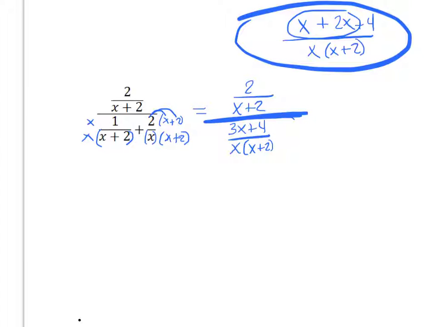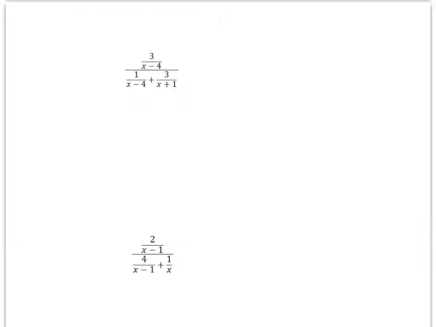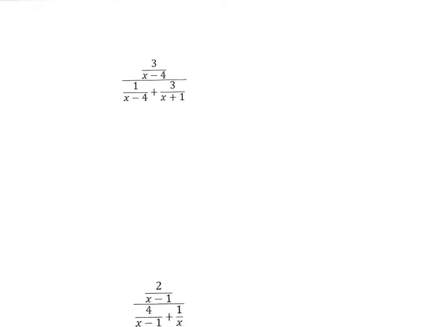So now I've got my big fraction, I've got my top 2 over x plus 2, and the bottom here. So now it's time to multiply by the reciprocal. So I'll rewrite the top, 2 over x plus 2, and I'll multiply by the reciprocal, x times x plus 2 over 3x plus 4. And so, does anything cancel? I'm looking for cancellations. I see I have an x plus 2 and an x plus 2, those will cancel. And other than that, nothing else will cancel. So my answer is going to be across the top 2x, and across the bottom 3x plus 4. And that will be my answer. Alright, so now we just get to practice these.